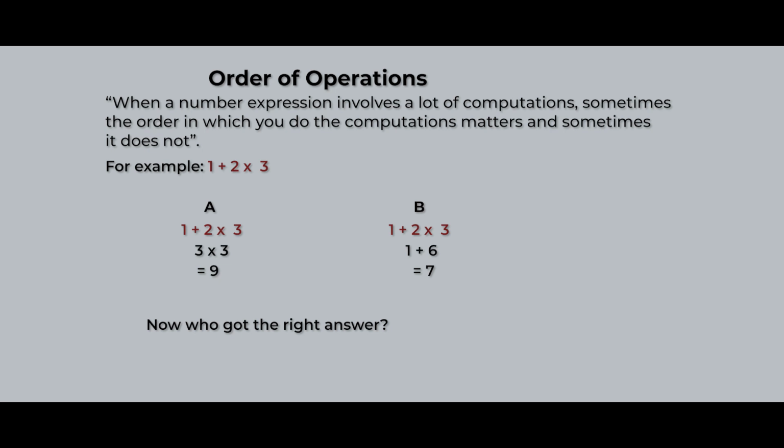This is why there are rules that tell you the order to use, so you get the same answer to the same problem. The rules are called the order of operations. If you use them, everyone will get the same answer for the same calculation. Are you all now clear why we need the order of operations? Let's see what the order of operations has to say.